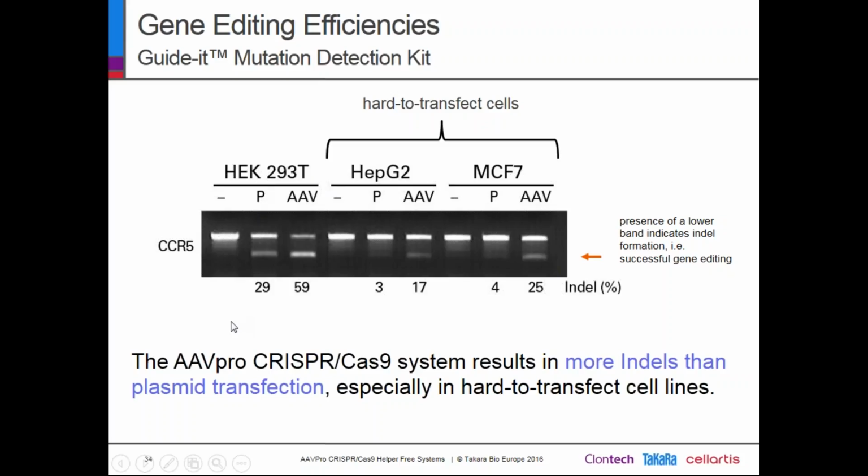So what you can see here, in any case, AAV delivery increased the gene editing efficiency in all these cell types. In the HEC cells from 30 to 60%, and here of course it's even more important. In HepG2 cells, we could increase the indel percentage to 17%, or here to 25% in MCF7 cells. So this means that AAV is a really good option for hard to transfect cells.